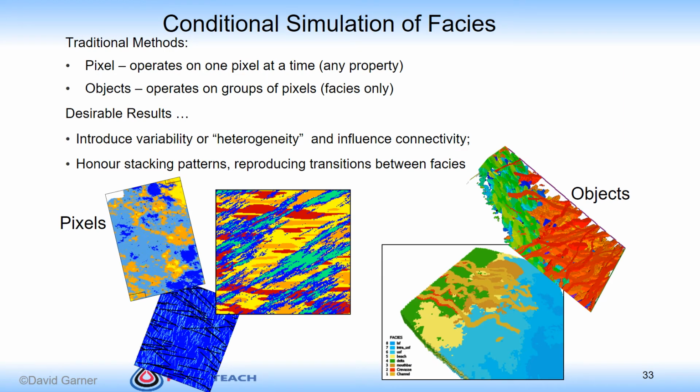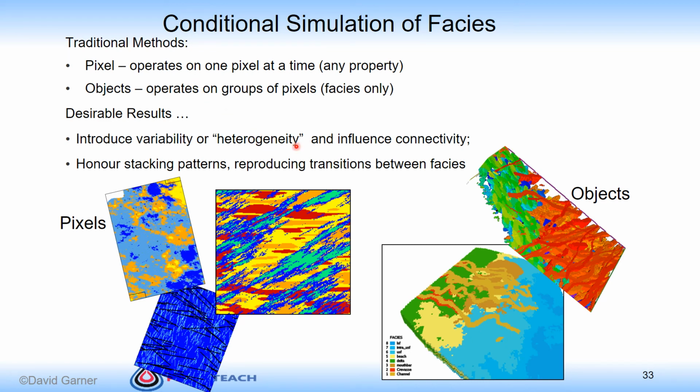Then we have conditional simulation of facies. Here we've got pixel and object methods as the main ones. Object methods are being used less these days than they used to be, and for pixel, there's more options. And basically we're simulating one cell, one pixel in the model at a time. With object modeling, it's a group, so we're embedding shapes into the models.